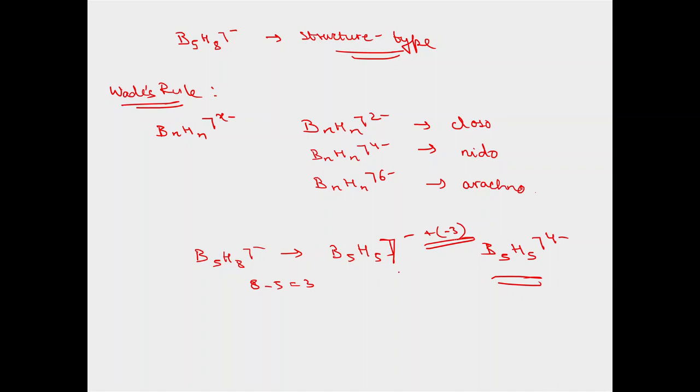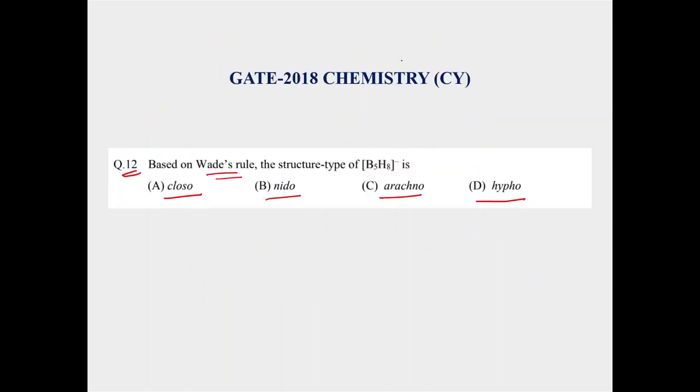So what is the structure of this complex now? Nido, ma'am. Yeah. So for this question, what is the structure type of B5H8 minus based on Wade's rule? Option B, that is nido, is the correct answer. Is it clear? Was there any doubt?